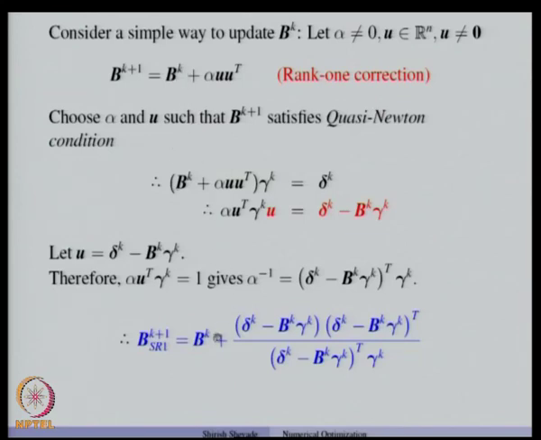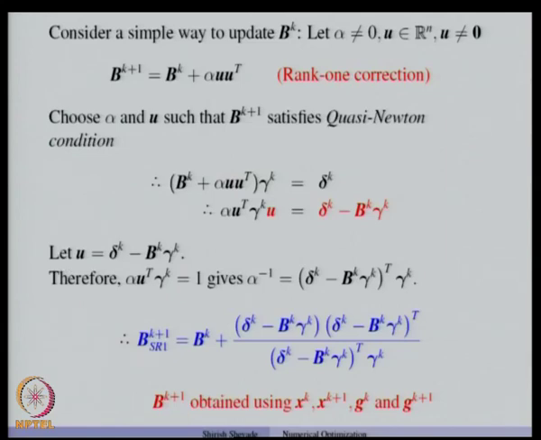The subscript SR1 here indicates that it is a symmetric rank 1 update. So, we have B_k, then alpha is replaced by 1 over delta_k minus B_k gamma_k transpose gamma_k, which is the denominator here, and we have u u transpose, which is nothing but delta_k minus B_k gamma_k times delta_k minus B_k gamma_k transpose. So, a very simple way of updating B_k to B_{k+1}, and if alpha is greater than 0 and u is non-zero, then the new matrix B_{k+1} is also symmetric and positive definite, provided B_k is symmetric and positive definite. So, we could start with a symmetric positive definite matrix B_0 and use this formula to get B_1, B_2, B_3 and so on.